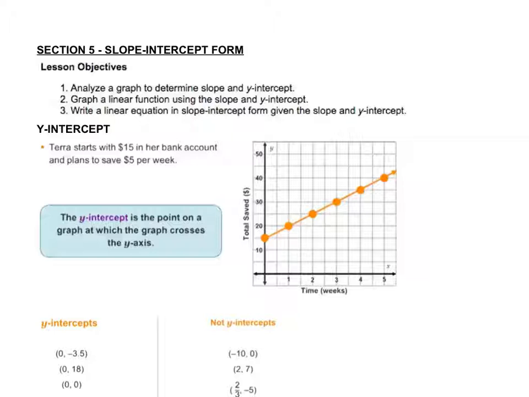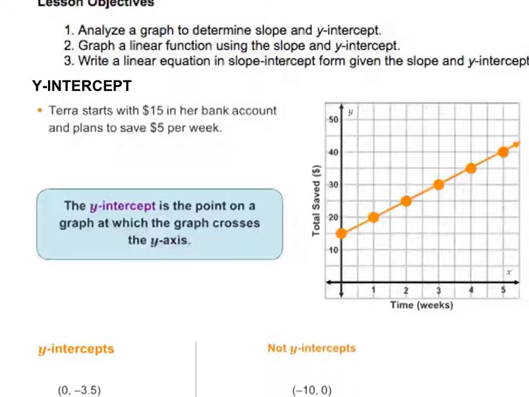So the first thing we want to talk about, we keep using this word, y-intercept, okay? Now, the y-intercept, by definition, is right here. The y-intercept is the point on a graph at which the graph crosses the y-axis. So here is your y-axis, okay? And what we have here is the scenario, okay?